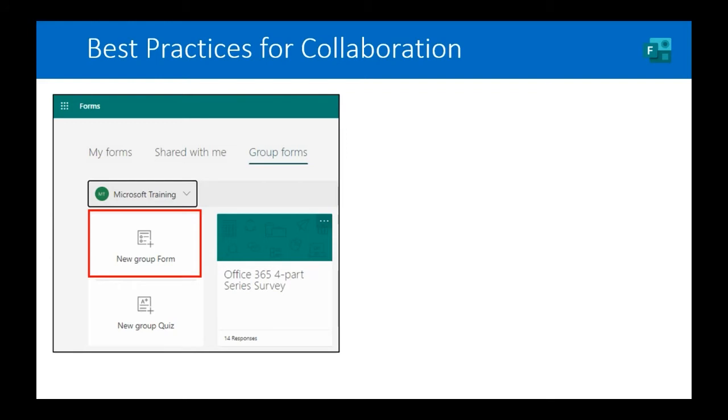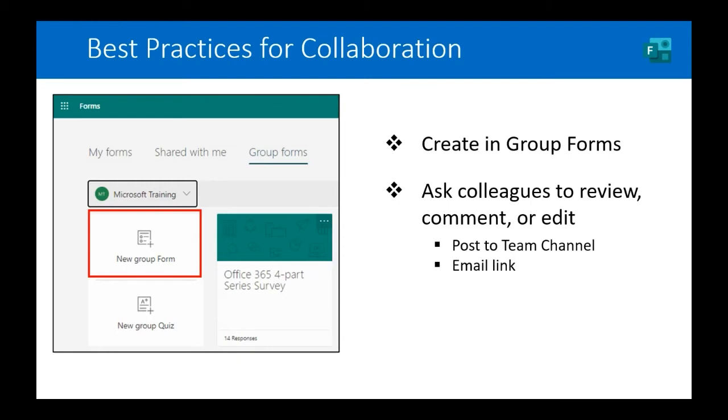Here are a couple of best practices. Create the form in the group forms, and this automatically gives all group members immediate access. Ask colleagues to review or comment or edit the form. You can post a notification in the team channel and say, hey, the form's created, go check it out and give me your responses or feedback. Or you can copy a link to the form and send it out to everybody that you're collaborating with.